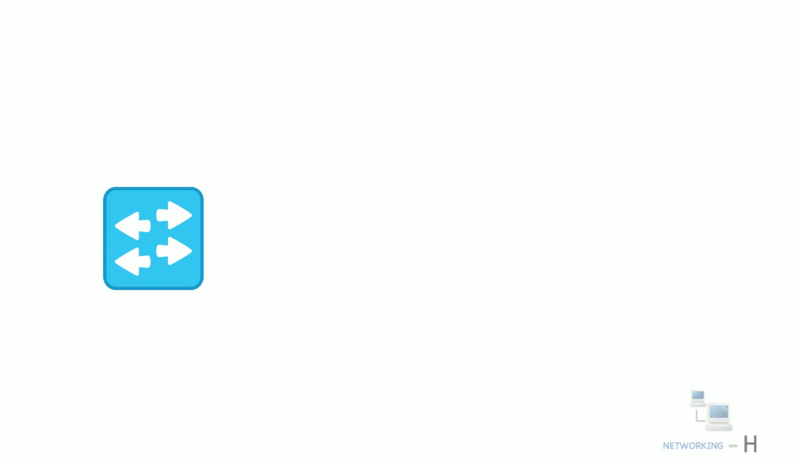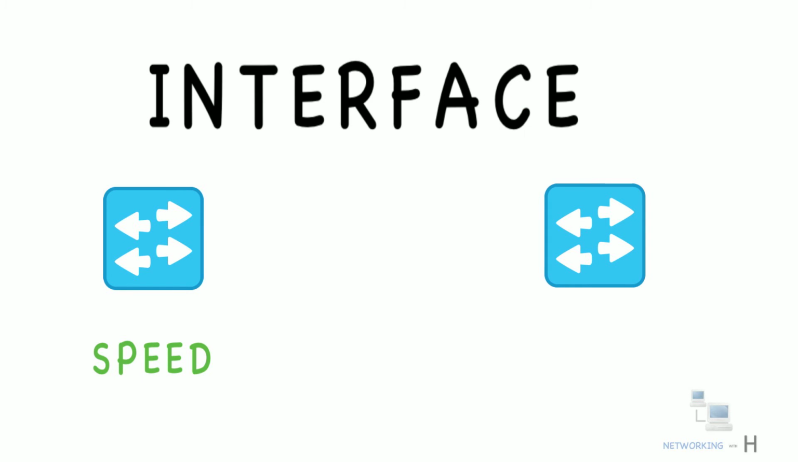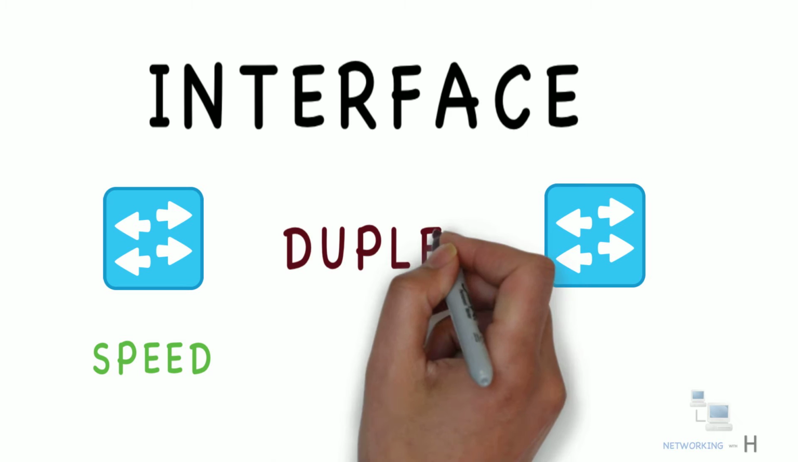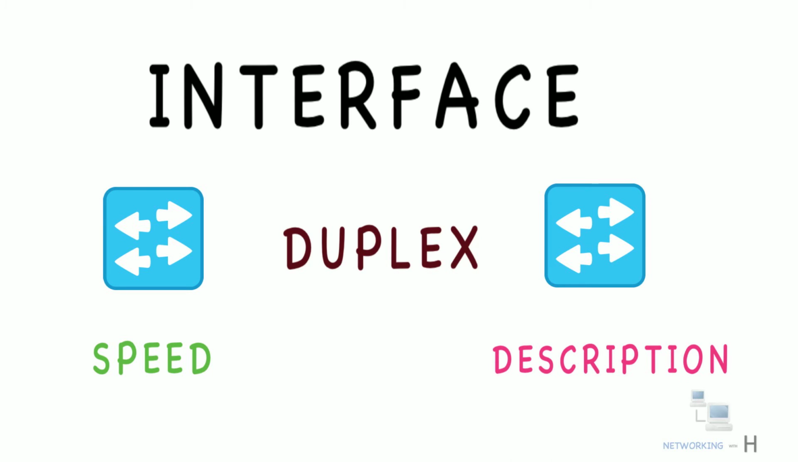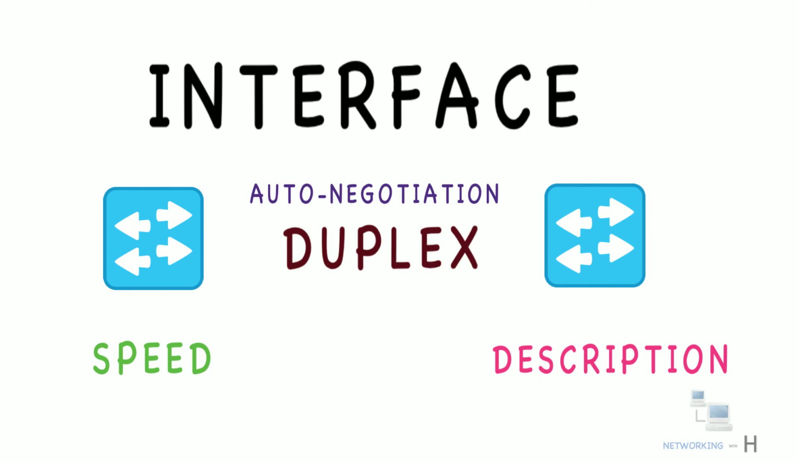Hello everyone. In this session of CCNA series, I'll discuss configuration and operation of switch interfaces. We'll also discuss interface speed, duplex, and description, or how to disable the interface. And we'll end the session with a discussion on auto-negotiation concepts.